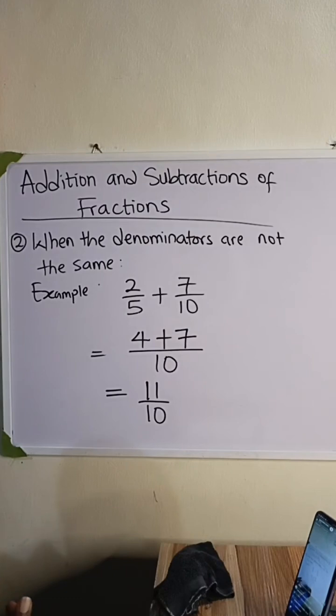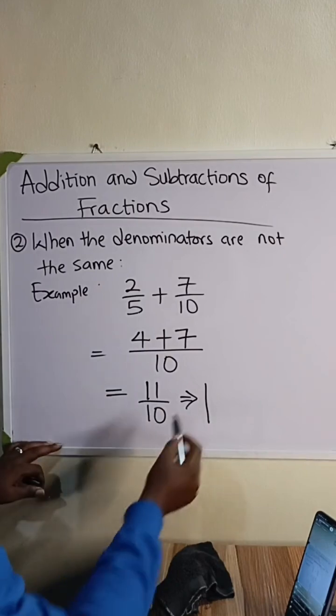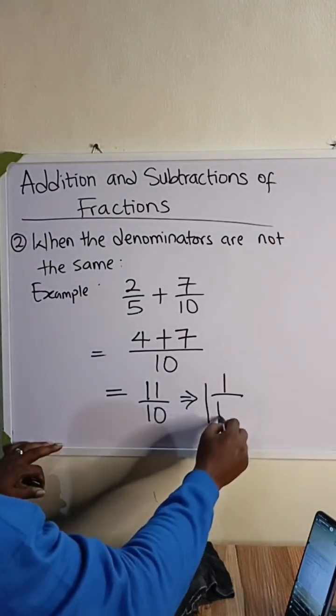So how many 10 do we have in 11? The answer is 1. When you subtract 10 from 11, you're going to have 1 left divided by 10.